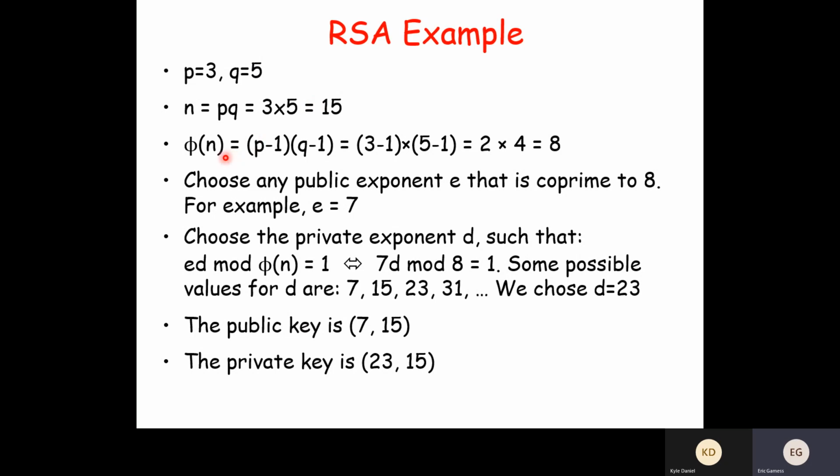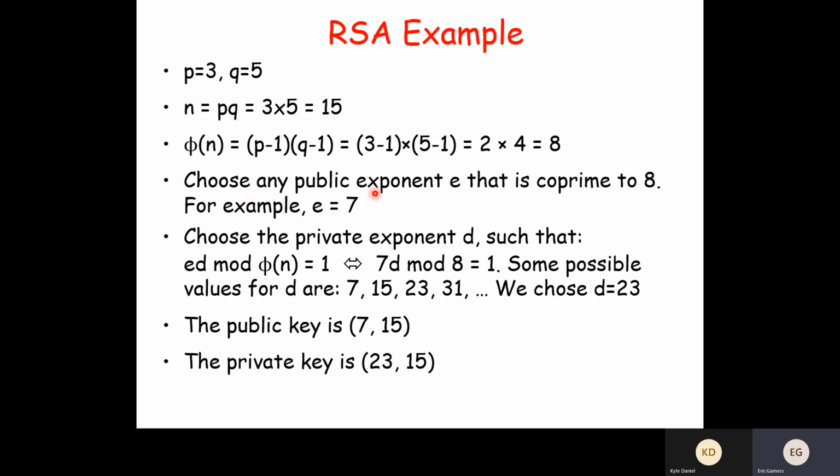Now let's compute the totient of P and Q. So the totient will be P minus 1 times Q minus 1. So P is 3, 3 minus 1 is 2. Q is 5, 5 minus 1 is 4. So 2 times 4 will be 8. This is the totient.